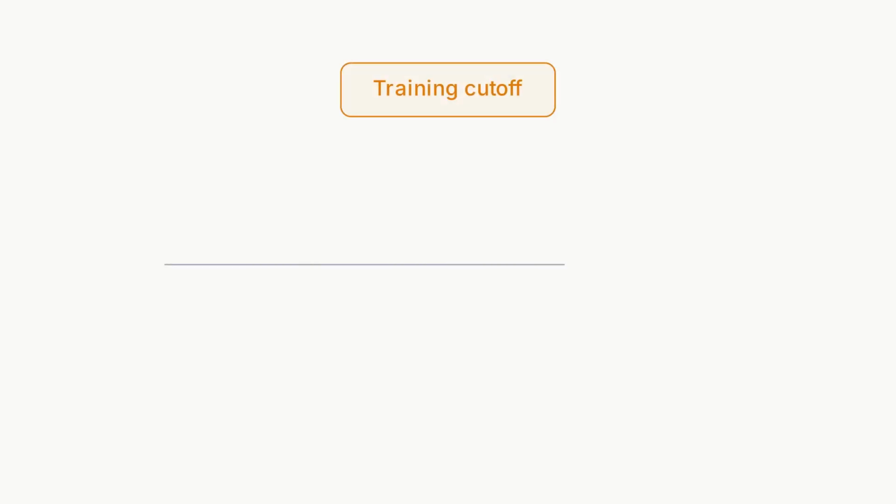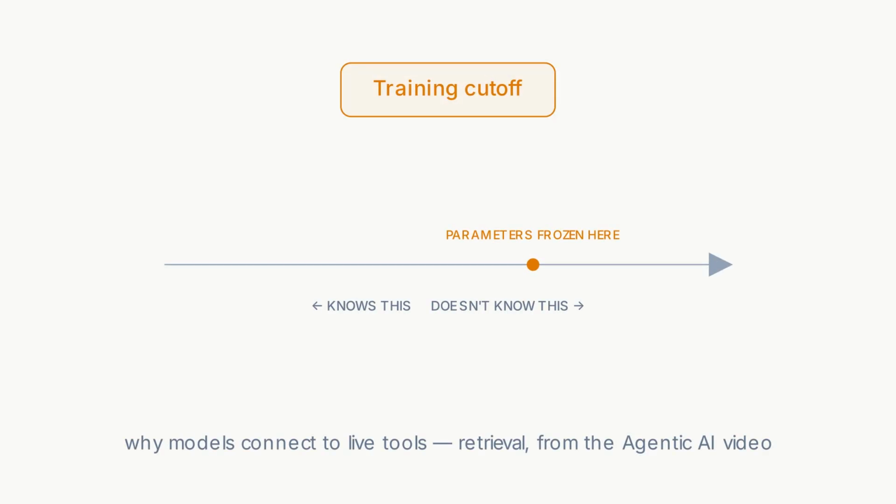It also explains why a model doesn't know about last week. Its parameters were frozen at the end of training, like a photograph of the world on a particular date. Anything that happened afterward simply isn't in there. And that is exactly why models get connected to live tools and fresh documents, the retrieval we covered in the agentic AI video, to bridge the gap between what they learned once and what is true today.